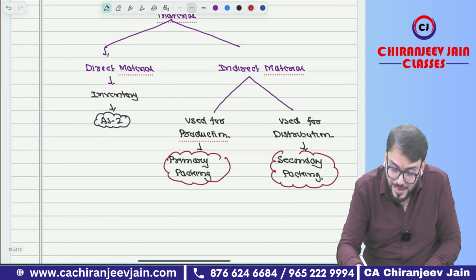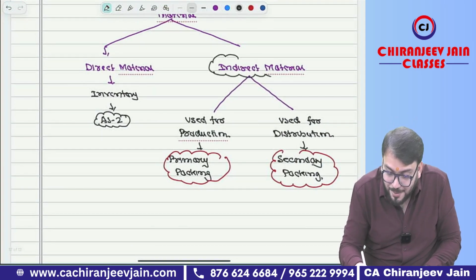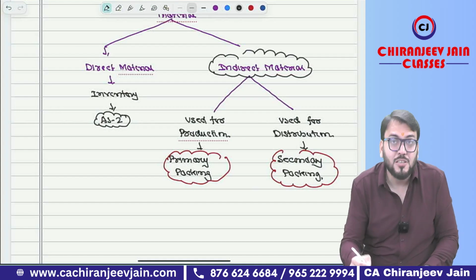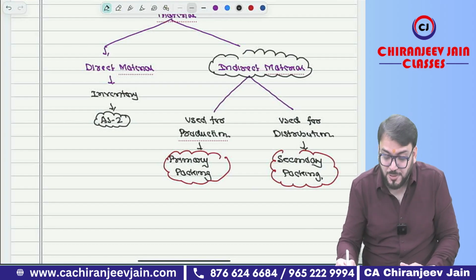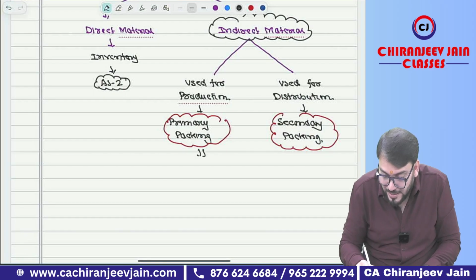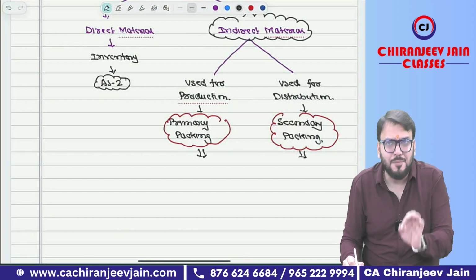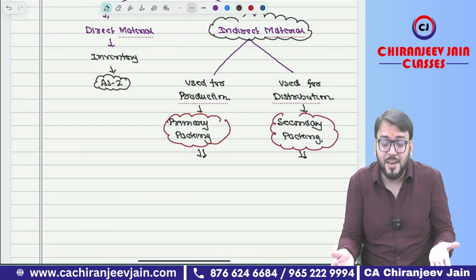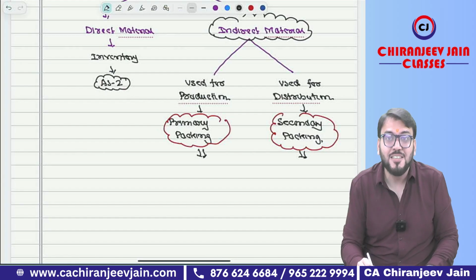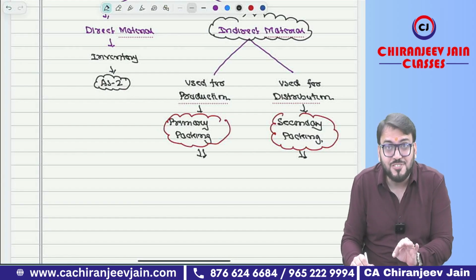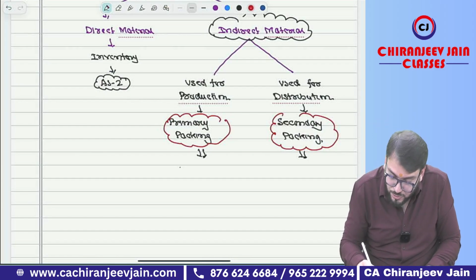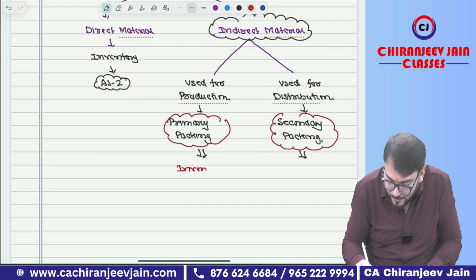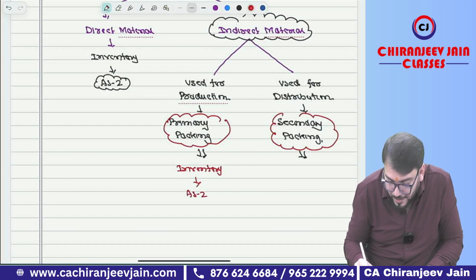My question to you all, whoever is listening: indirect material, whether it will be inventory or not. This indirect material is of two types: used for production, used for distribution. From your point of view, the primary packaging, whether it is inventory or not. Inventory, because this is used for production. Anything held for consumption in the production process will be inventory. Therefore, this will also be considered as inventory, and AS 2 will be applied.